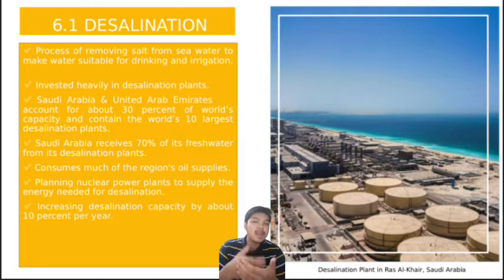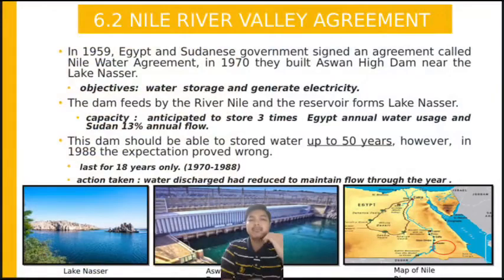And Saudi Arabia and UAE account for 30% of the world's capacity and contain the 10 largest desalination plants. Saudi Arabia also receives 70% of its fresh water from desalination plants, which really consumes the region's oil supplies. They are also planning nuclear power plants to supply the energy needed for desalination. And desalination capacity is increasing by 10% every year.